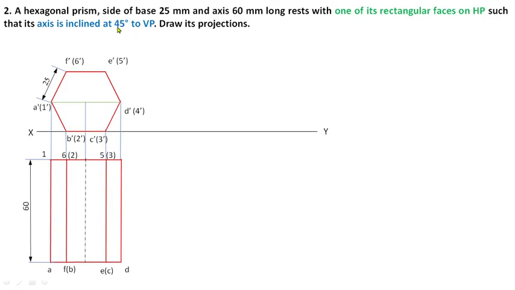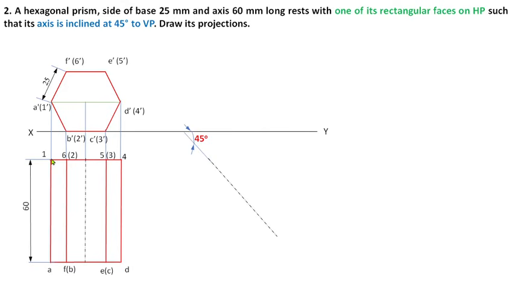Now you can tilt the axis as 45° to VP. Take any point on XY. Mark an inclination of 45° without any specific length, and it must be a thin line. Over this thin line, draw the axis length as 60 mm. It is inclined at an angle of 45° to VP.